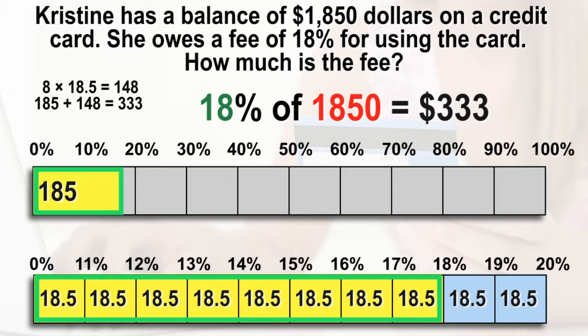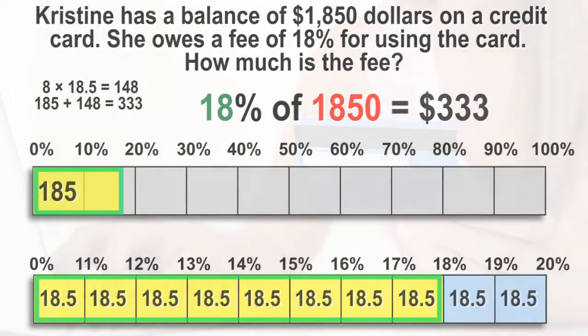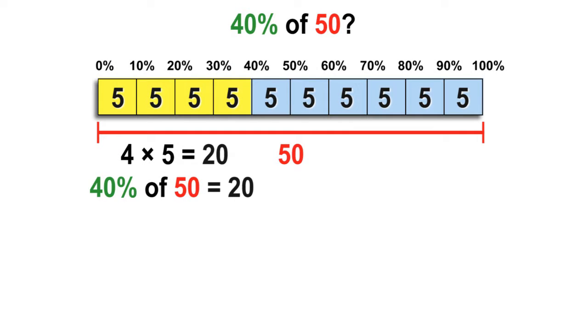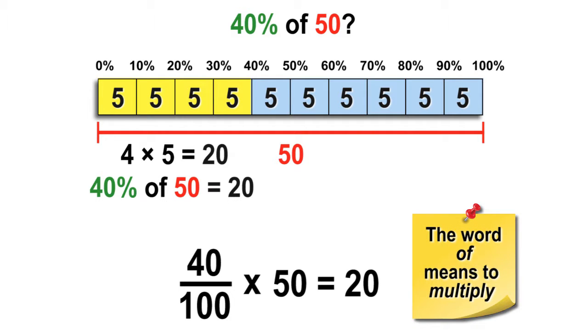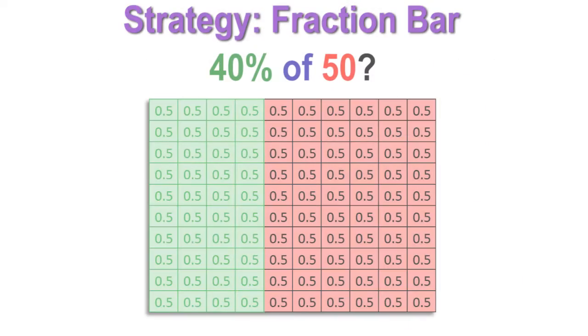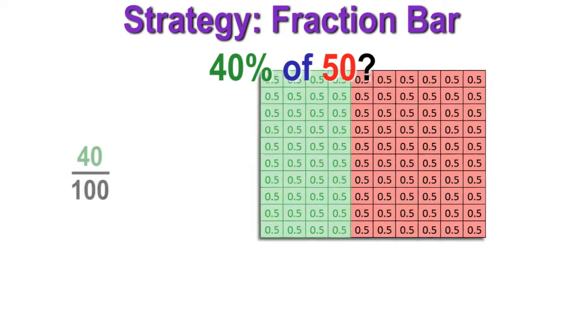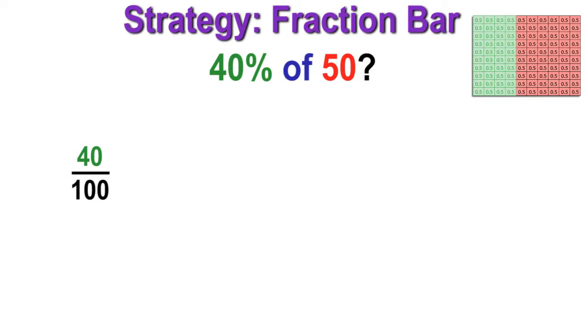Can we solve the same problems by using equations? Yes. In the first problem, we discovered that 40% of 50 is the same as 40 over 100 times 50. They both show 20 as the answer. In this case, the word "of" means to multiply. Let's look at a ratio written as a fraction by way of a division problem. The fraction bar represents division. So 40 hundredths is the same as 40 divided by 100.